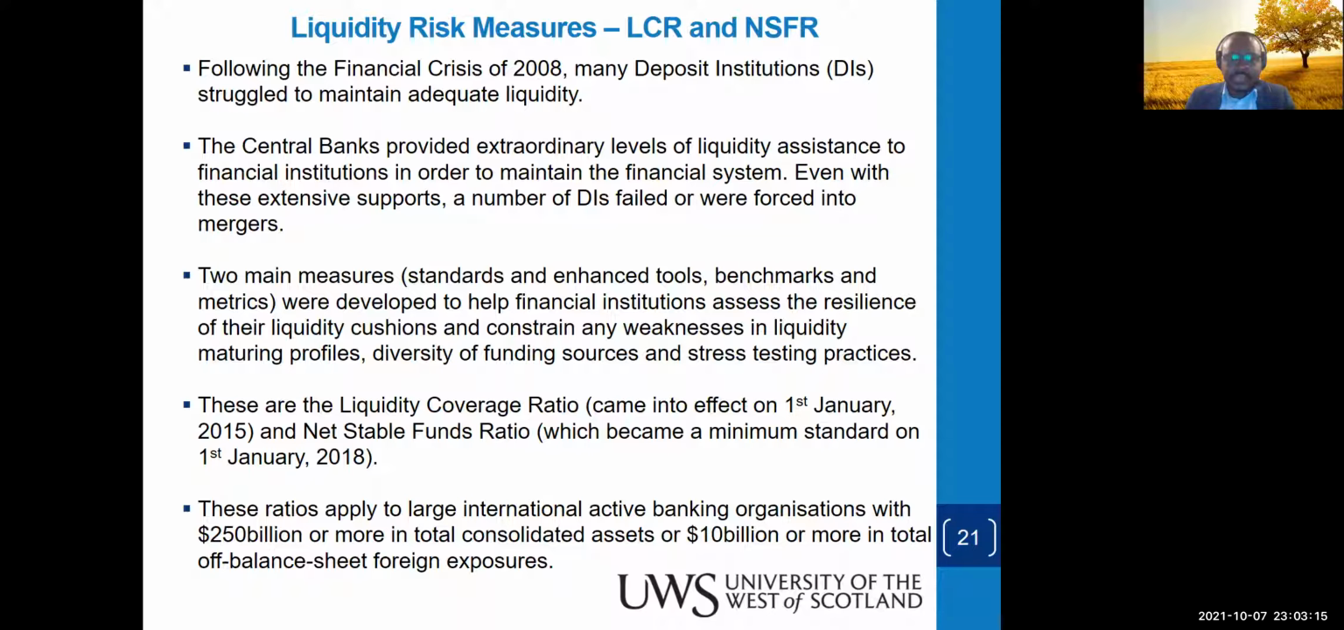Now, these are the liquidity coverage ratio, which came into effect on 1st January 2015, and then the net stable funding ratio, which came into effect 3 years later. It applies to large internationally active banks, not dormant banks, with 250 billion or more in total consolidated assets, or with 10 billion plus in total off-balance sheet foreign exposures.